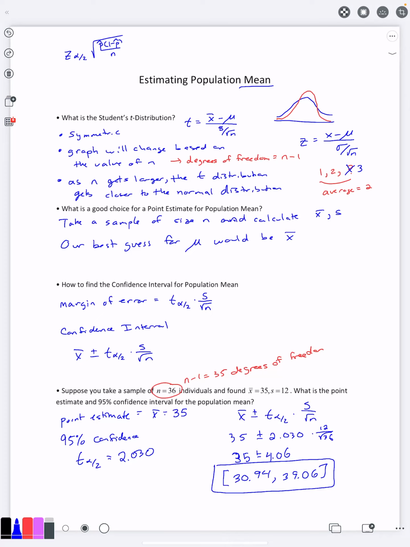Again, this is how you would do it by hand. We will have a next video where we will show you how to take the same problem, put it in your calculator, and spit out the same answer.